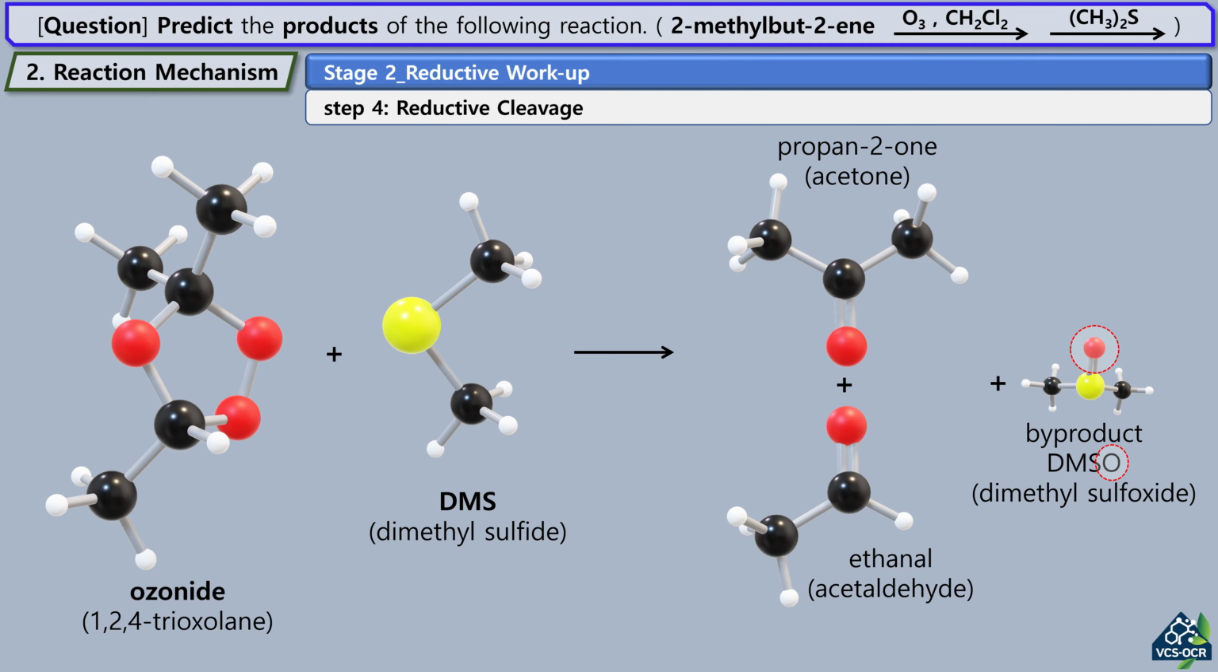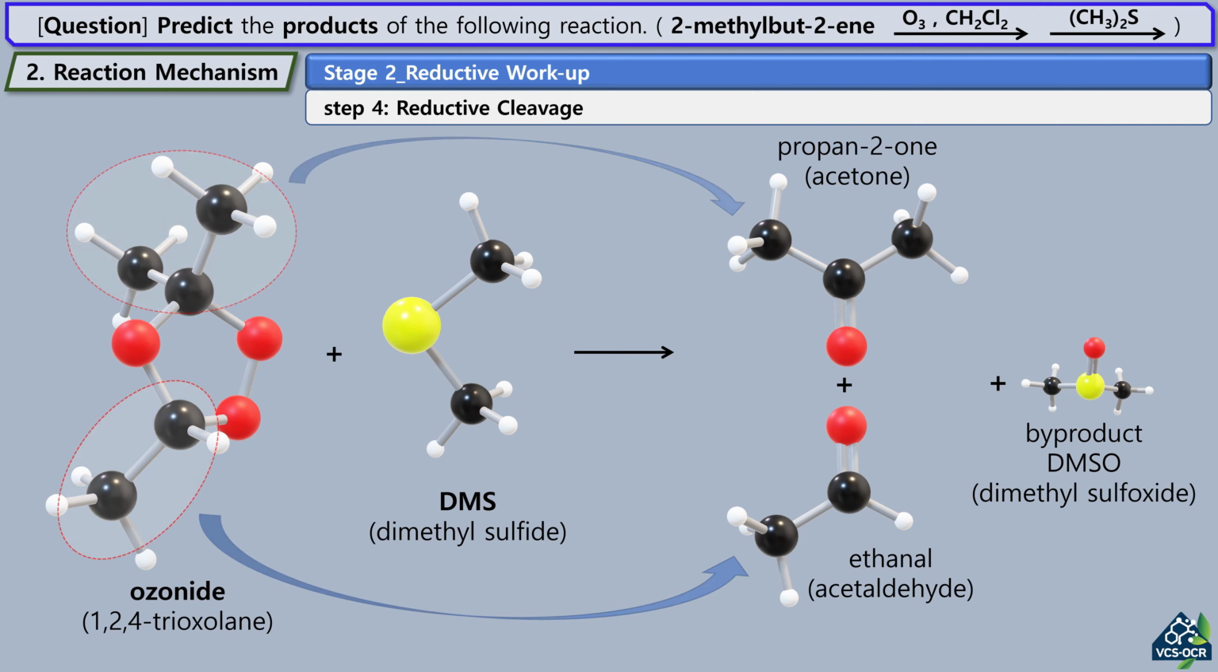As a result, this cleavage process releases the final products we're looking for, specifically the fragment derived from the original alkene carbon that had two methyl groups, at position C2 of 2-methylbutene, is released as a ketone. And the other fragment, which came from the original alkene carbon with one methyl group and one hydrogen atom, at position C3 of 2-methylbutene, is released as an aldehyde.